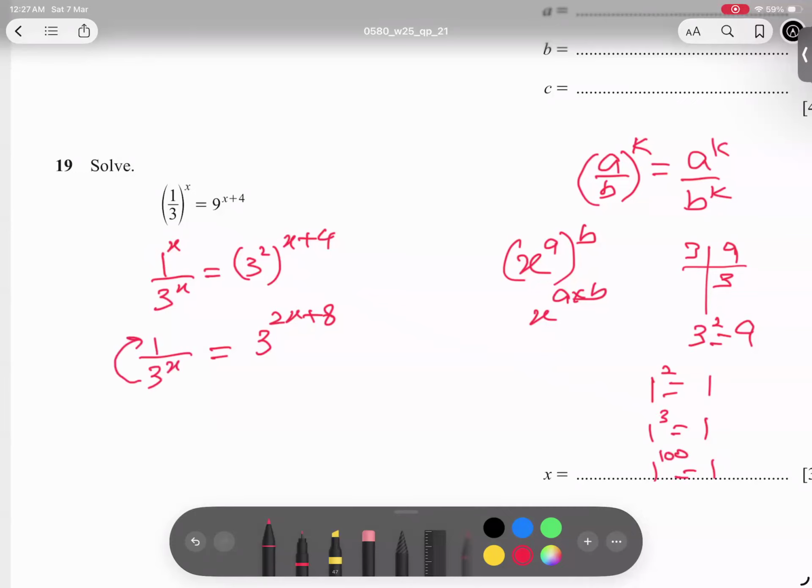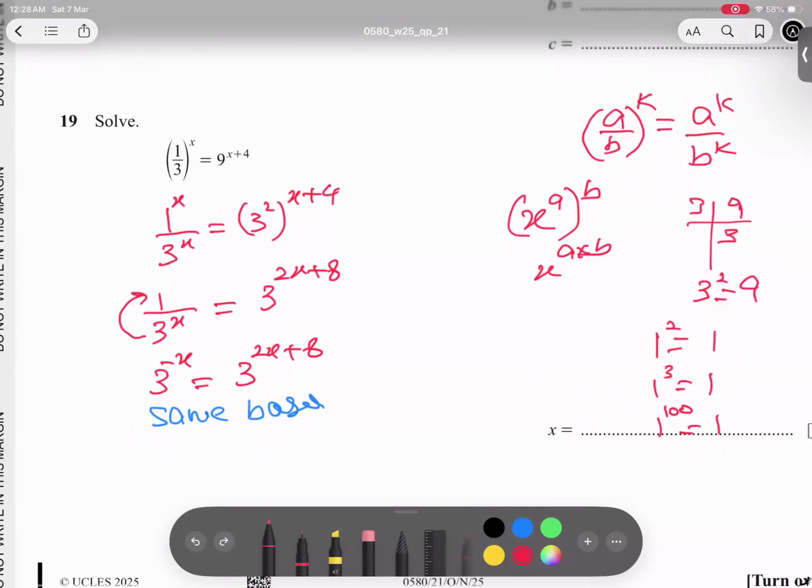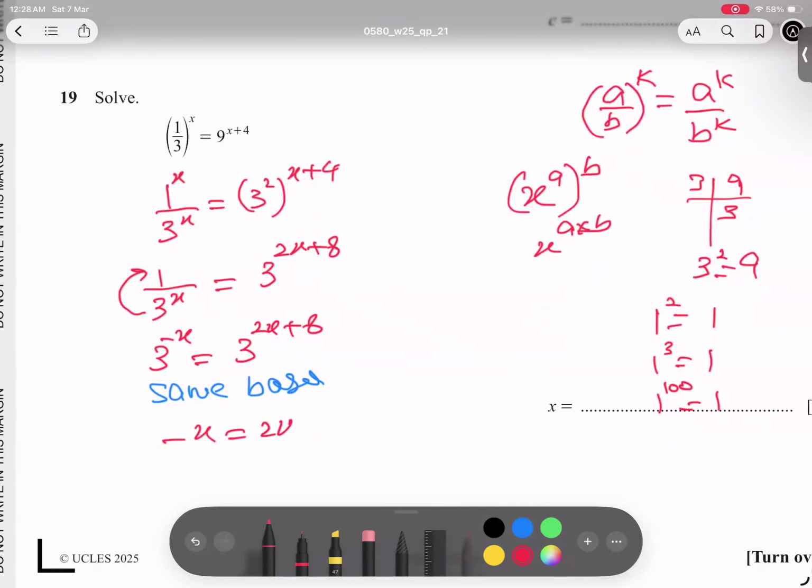If I bring it up, what happens, students? The sign of the power will change. Now we must write the equation because this base is the same, right, same bases. And I can say that 3 cancels out and I get negative x equal to 2x plus 8. So I bring this to this side and negative x minus 2x is equal to 8. And what am I getting, students? I get negative 3x equal to 8, and this goes there: 8 by negative 3.